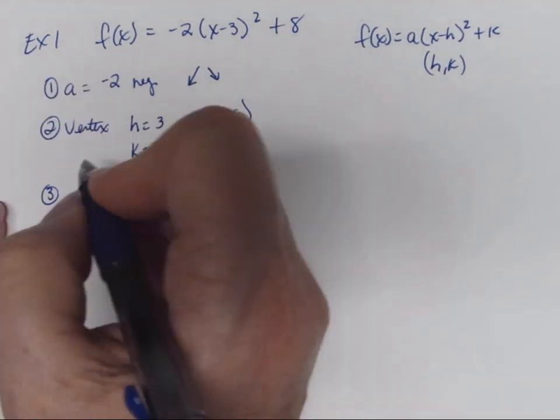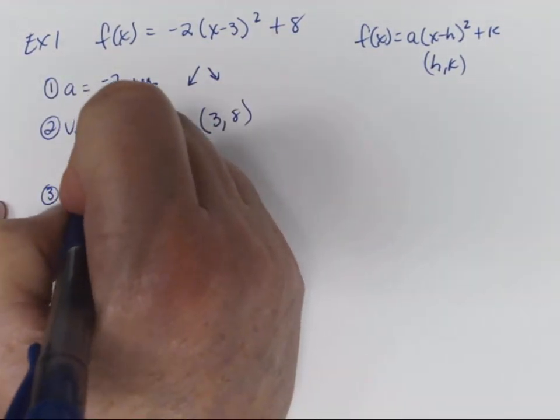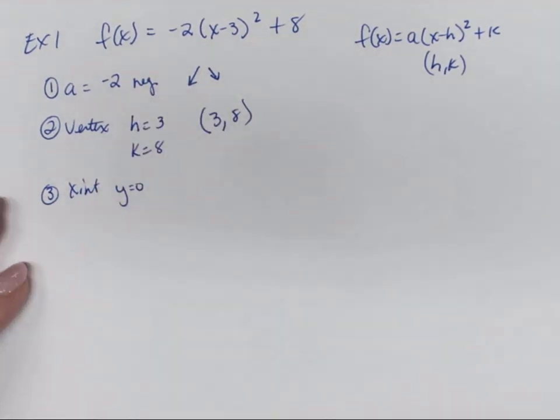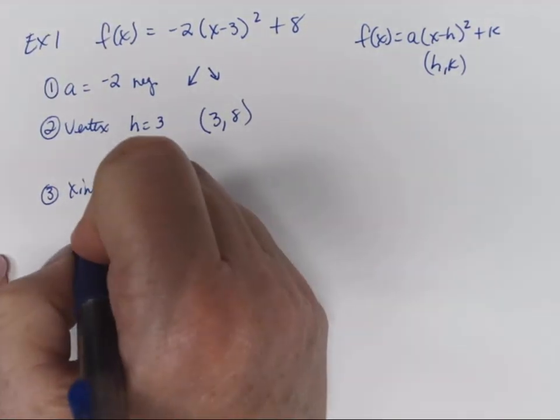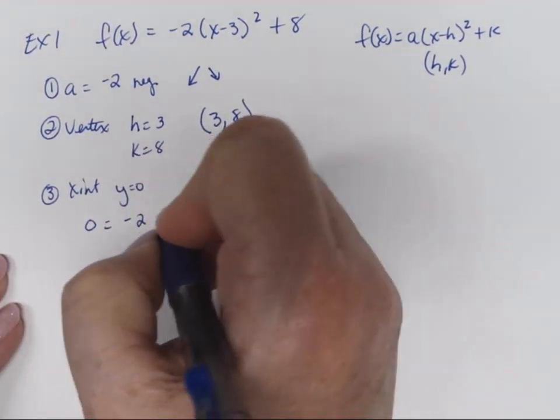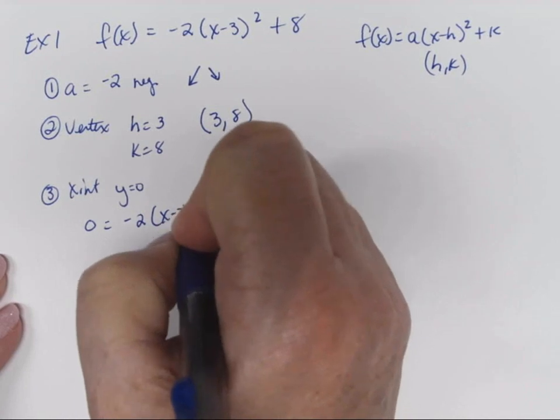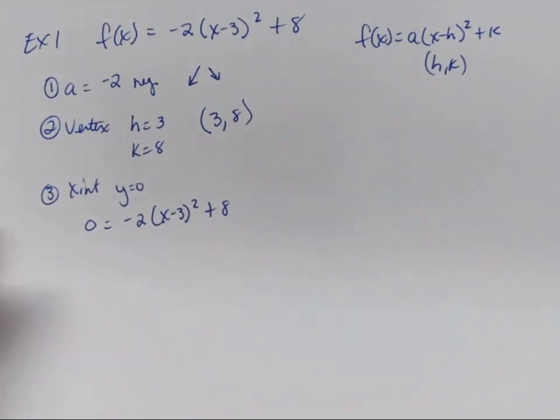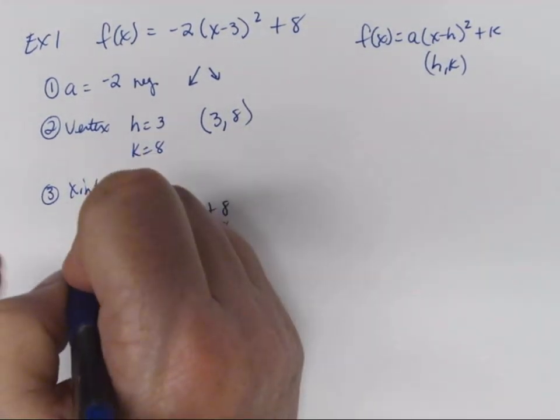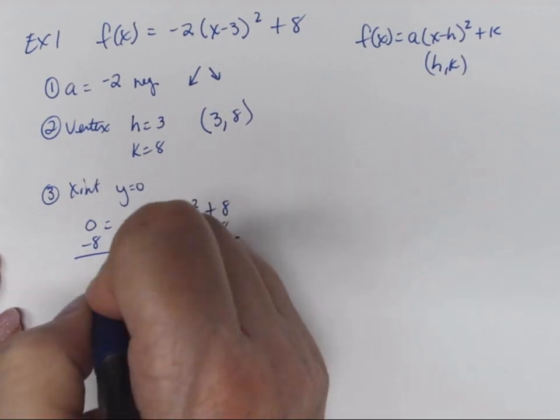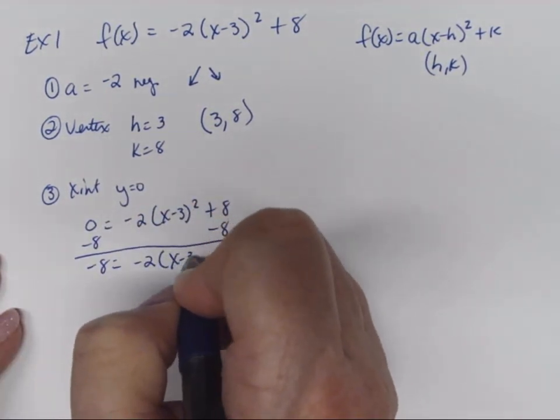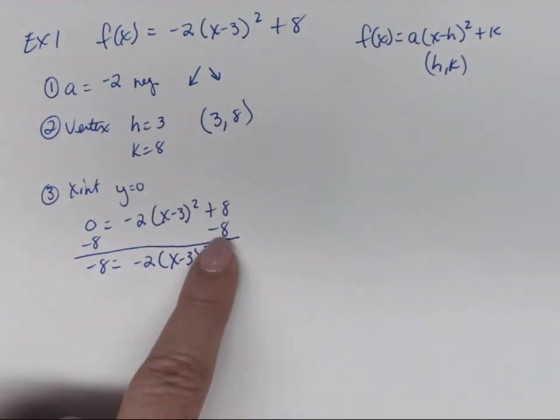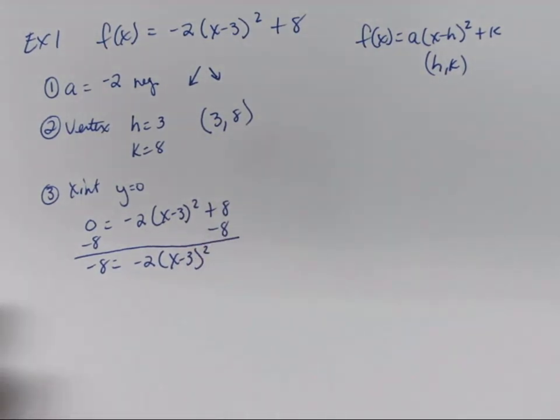The next step will be finding the x-intercept. Remember, when you find the x-intercept, that's where you set y equal to 0. And f of x is the same thing as y. So 0 equals negative 2 times x minus 3 squared plus 8. So we're going to move the 8 to the other side. So negative 8 equals negative 2 times x minus 3 squared. We always move it by doing the opposite operation.